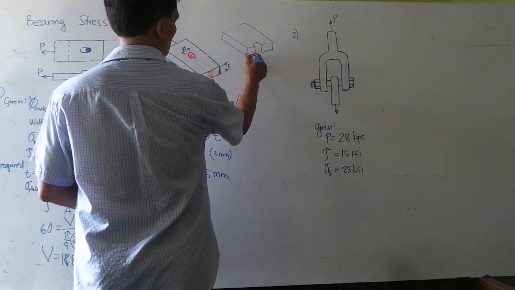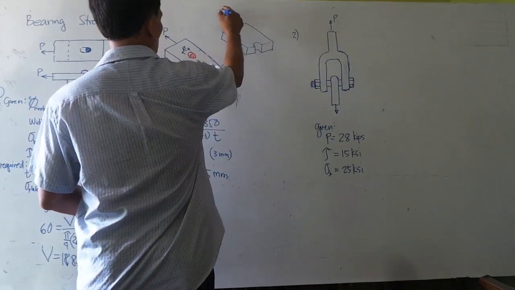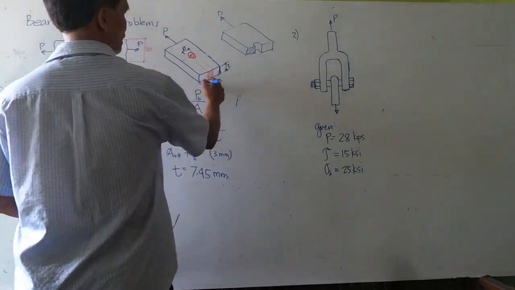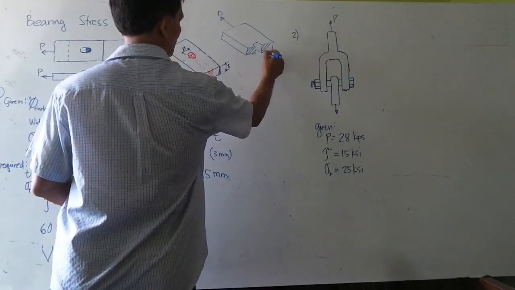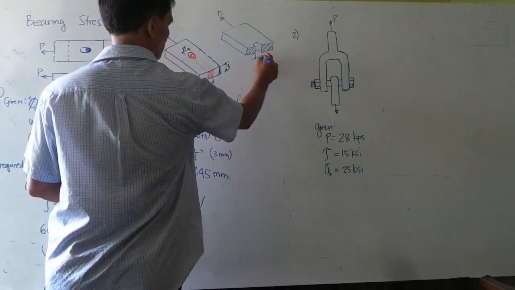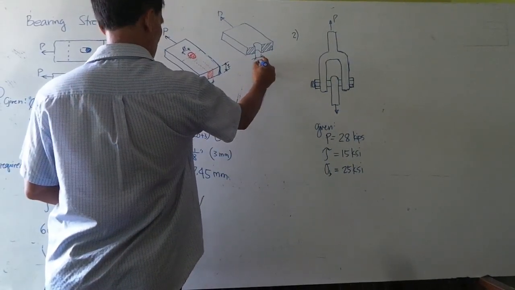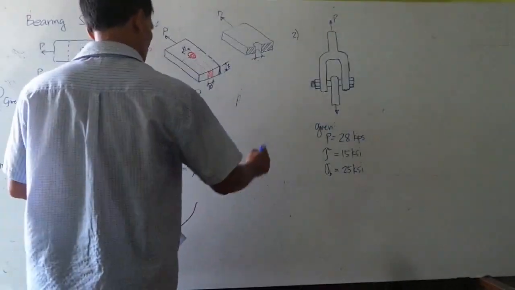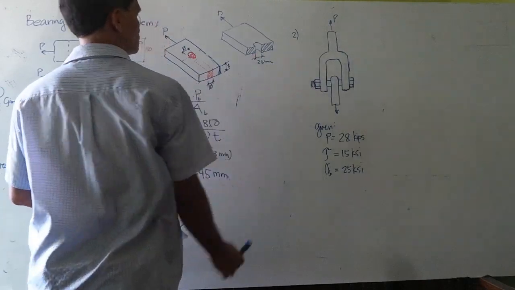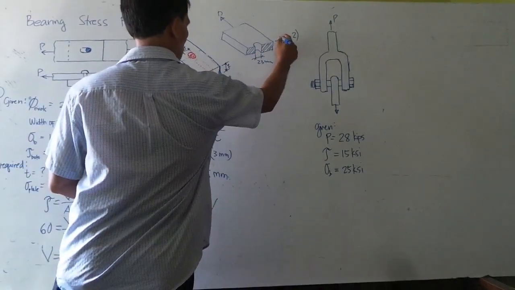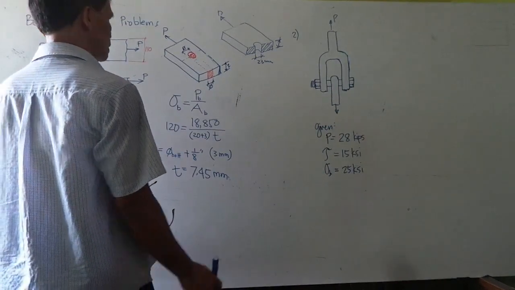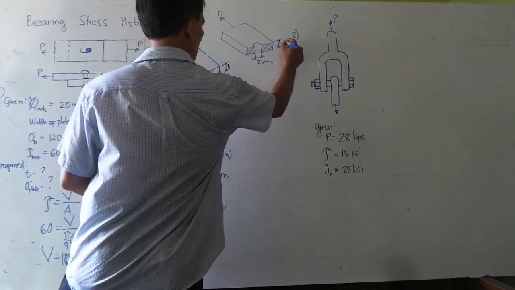So, this is our P now. This is the area that we will consider. It is not the whole area, but only this area. So this is our hole, which is equivalent to 23. And we have the thickness, what's the thickness? It is 7.45.